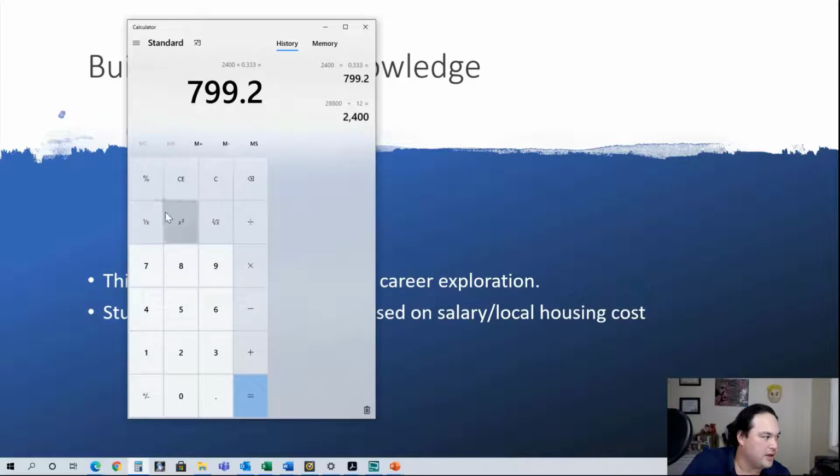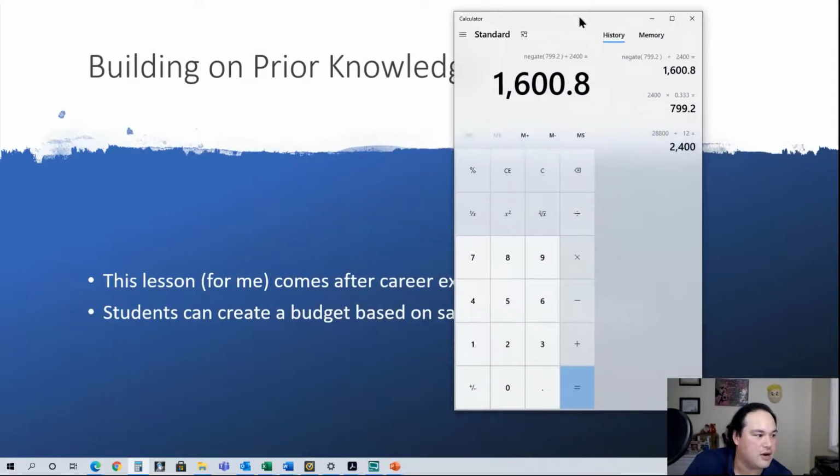So if we subtract that, plus 2,400. So this is what they would have left over for their expenses, right? And then they can make some choices for that month that they need to spend. In my case, they would be using Excel to do it. But if they have these numbers here, they can create a budget based on those numbers.